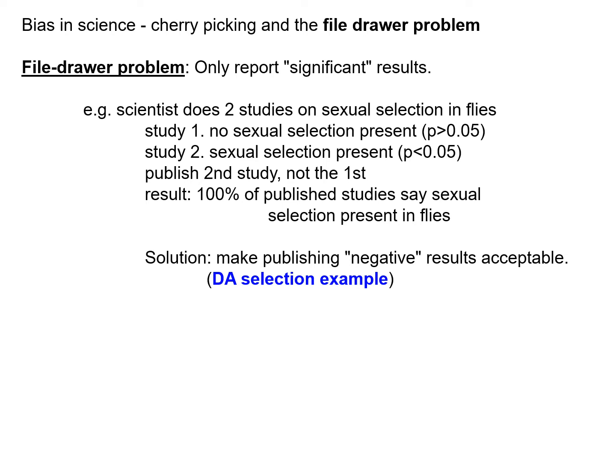But this actually has the same result, right? 100% of the published studies will actually say that sexual selection is present in flies. Even though this study and this study were both performed, if only this one is published, all of the publications say that sexual selection is occurring, even though it only seems to happen half the time. So the solution to this is to make publishing negative results acceptable, right? To make it more socially acceptable to publish papers where you did an experiment and didn't see the thing you were looking for.